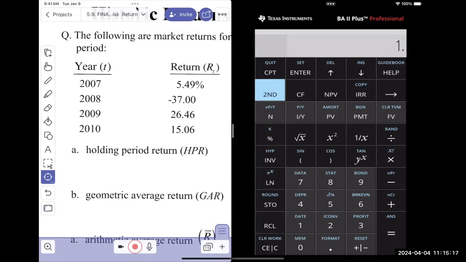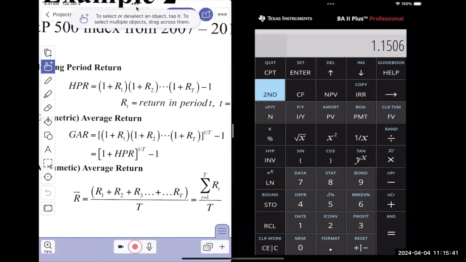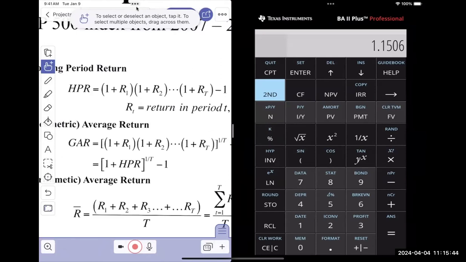And 1 plus 0.2646, sorry, not 1 minus, 1 plus. 1.2646, I got carried away. Store in 3. And then 1.1506 and store in 4. Then I multiply those factors and subtract 1. So recall 1 times recall 2 times recall 3 times recall 4, minus 1.